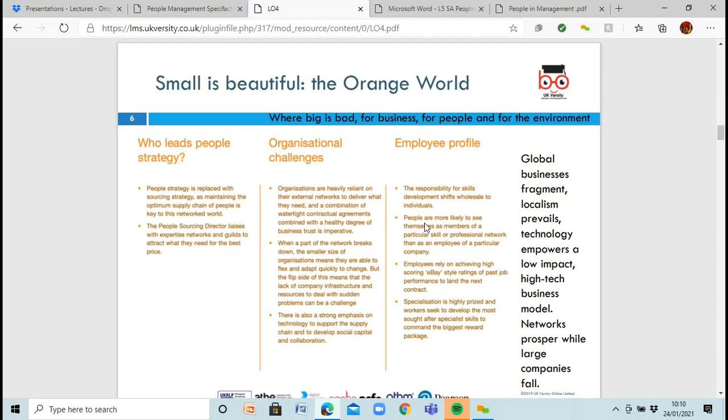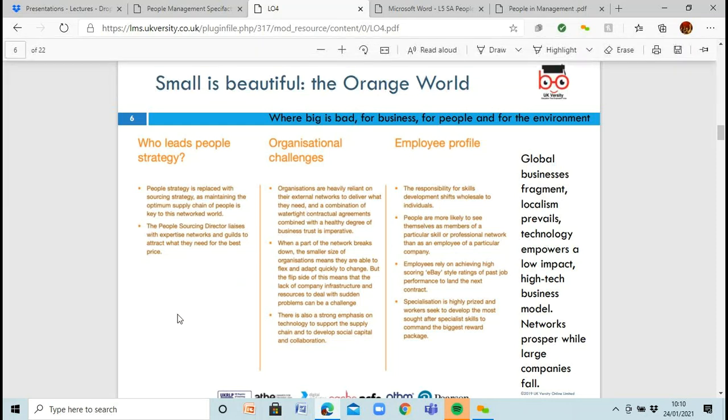And then we have the orange world, small is beautiful. This is where big is bad for business, for people, and for the environment. So global businesses fragment, localism prevails, and technology empowers a low impact but high tech business model. So networks will prosper while large companies will fall.